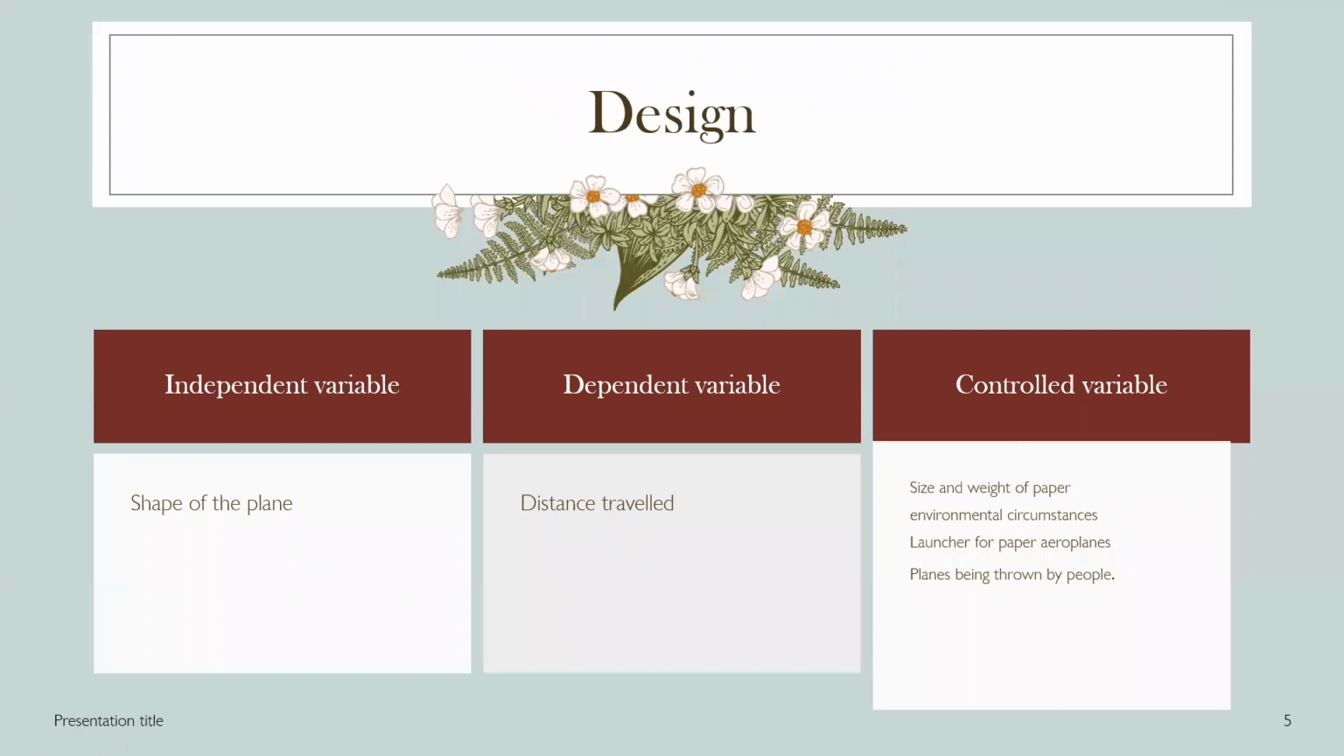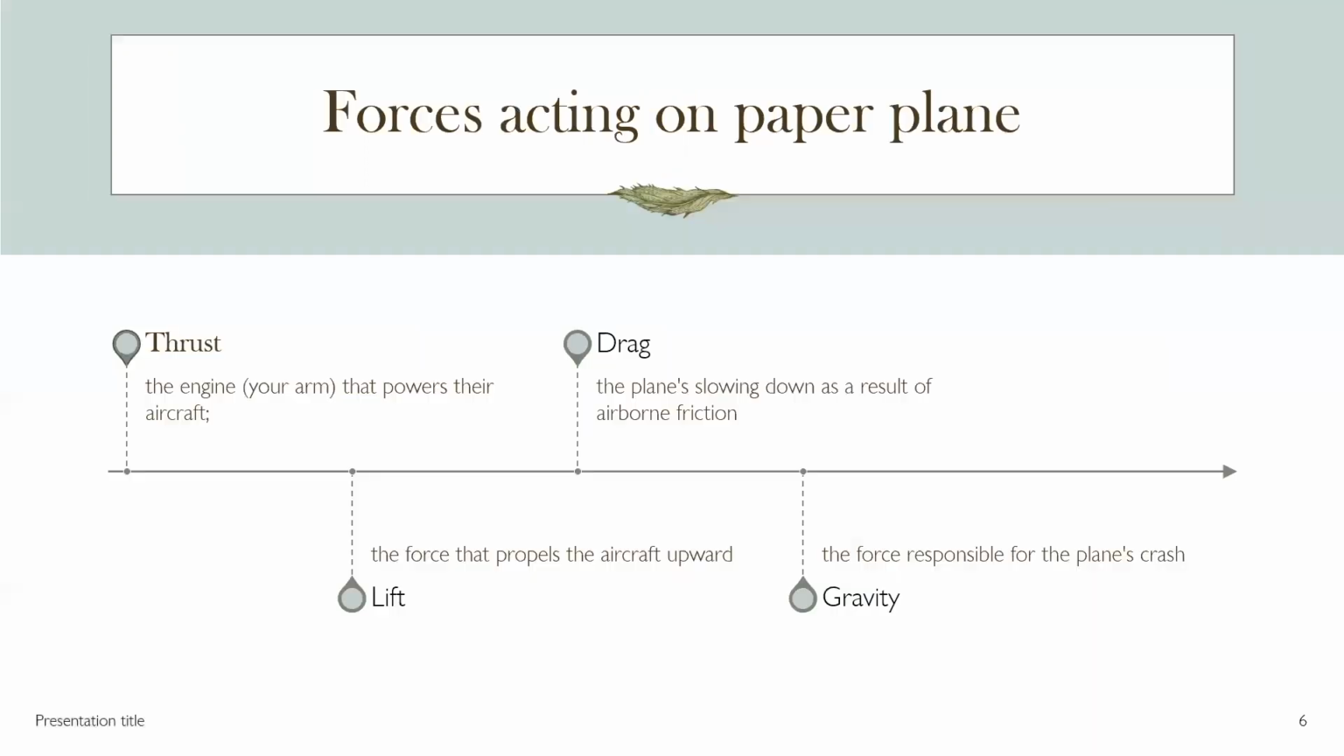So what is your design? The independent variable will be the shape of the plane. The dependent variable will be the distance traveled, and the control variables will be the size and weight of the paper, environmental circumstances, and the launcher for the plane, rather than planes being thrown by people.